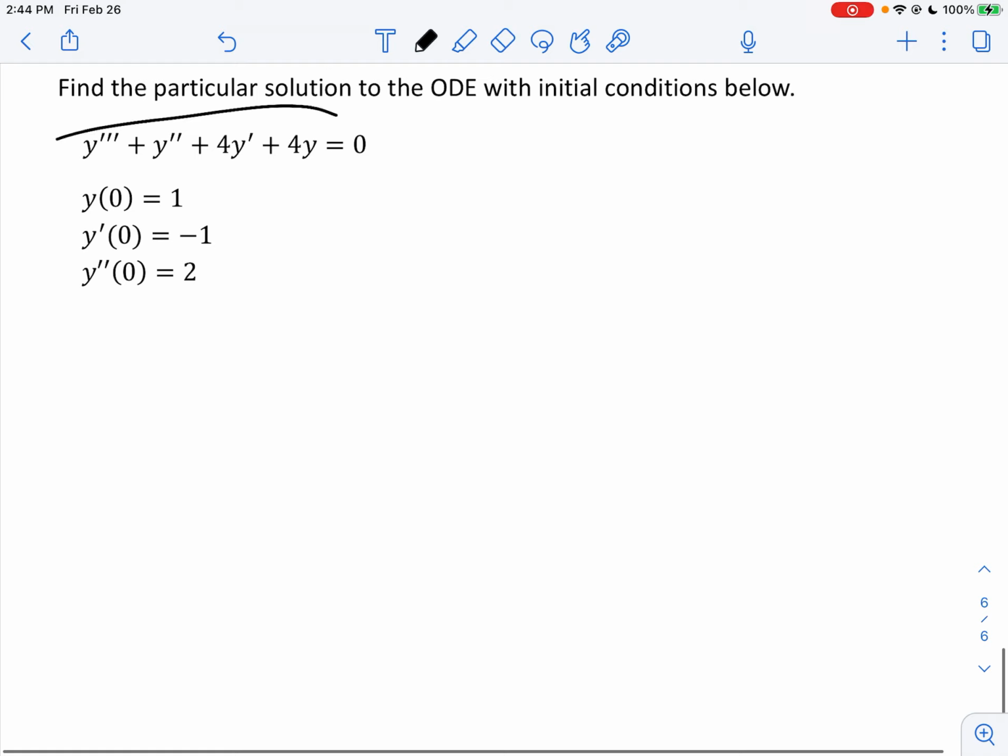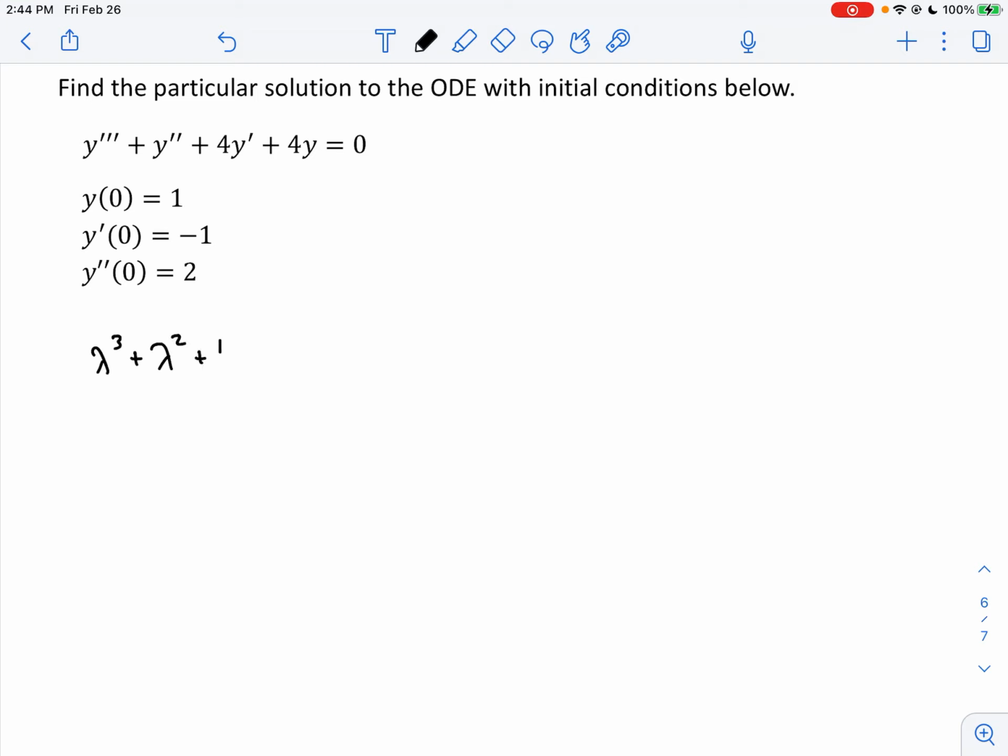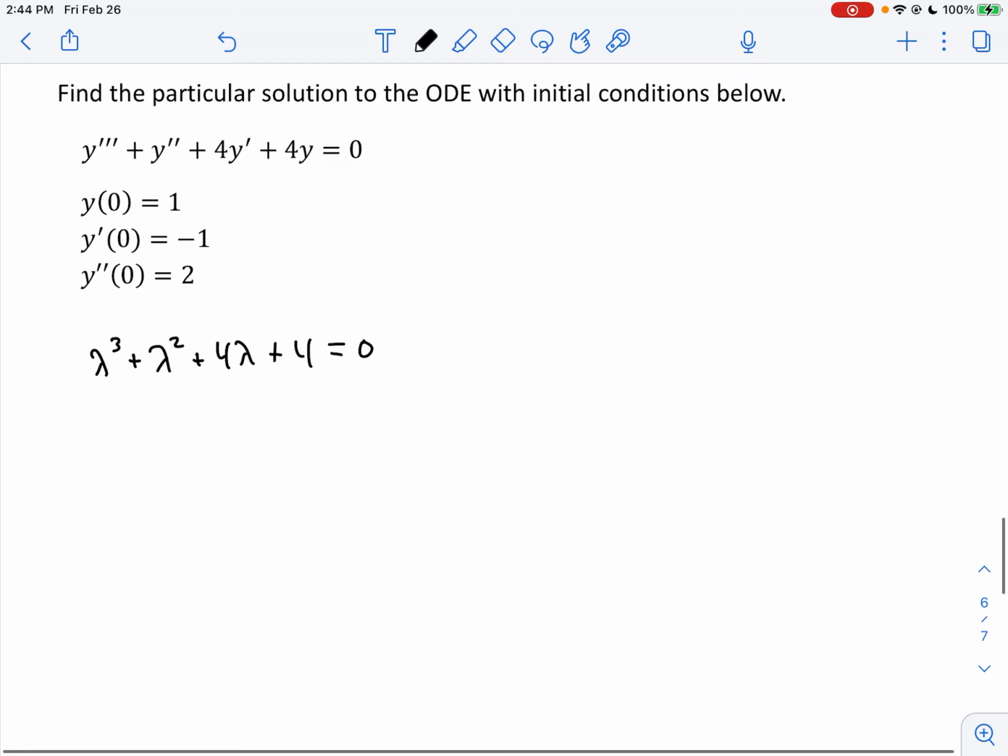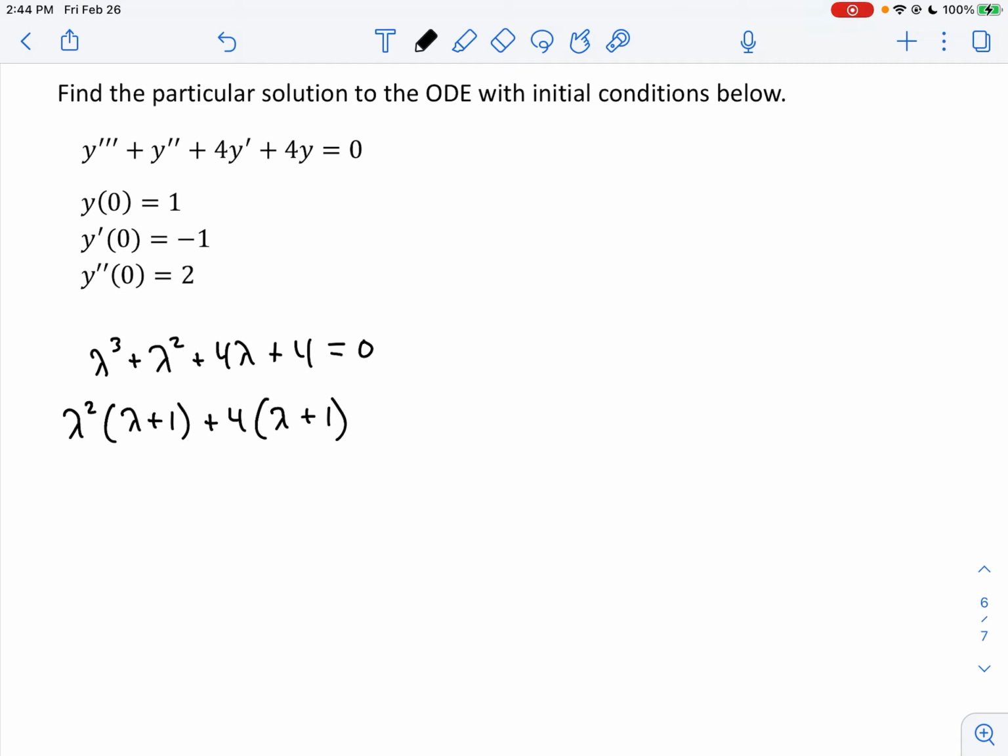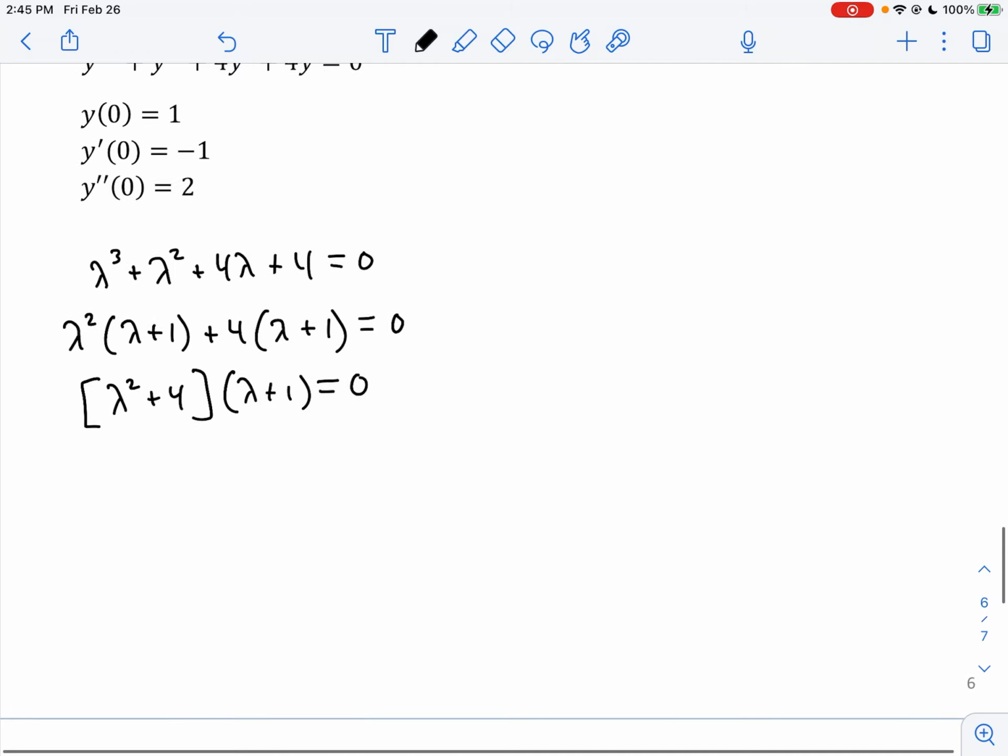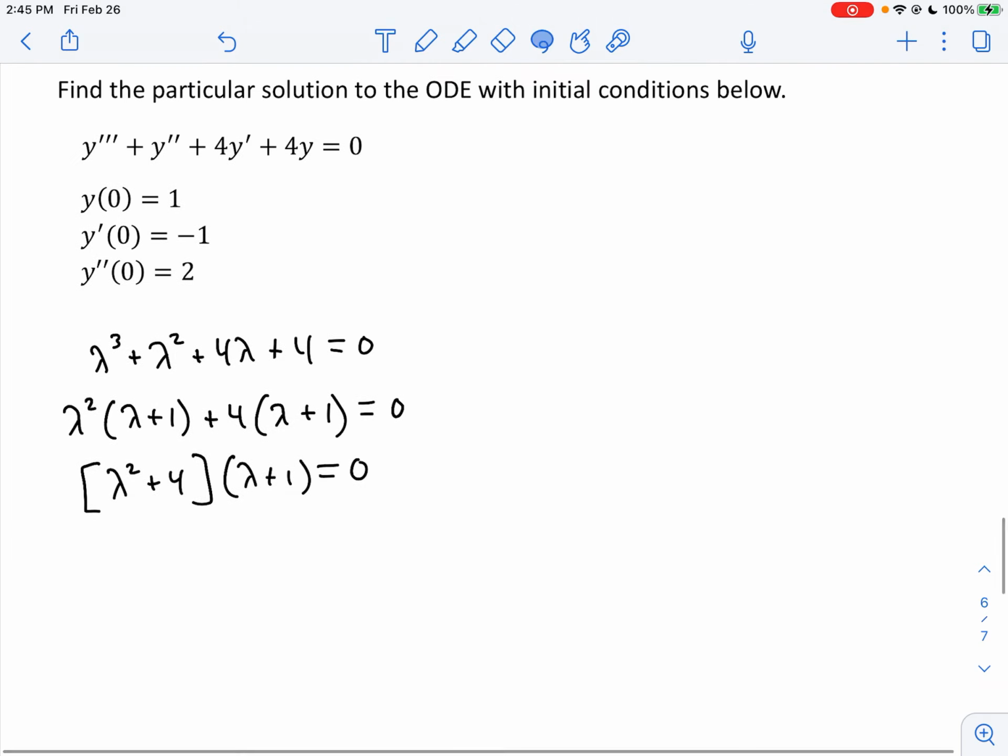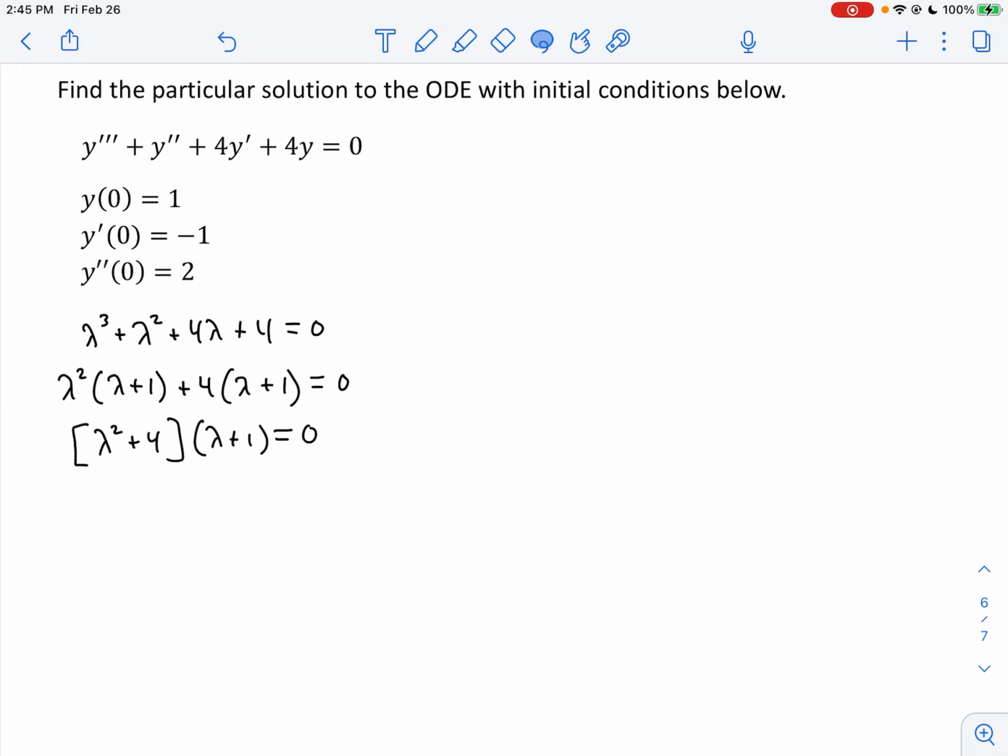I'm going to convert the differential equation to its characteristic polynomial equation, which is going to be lambda cubed plus lambda squared plus 4 lambda plus 4. This one looks like grouping is going to work as well. So lambda squared, factor that out of the first two. That gives me lambda plus 1. Factor 4 out of the last two. That gives me lambda plus 1. And because the lambda plus 1s in parentheses are the same, we can get lambda squared plus 4 with the lambda plus 1 factored out. And right here I see what our roots are. Make this a little bit smaller.